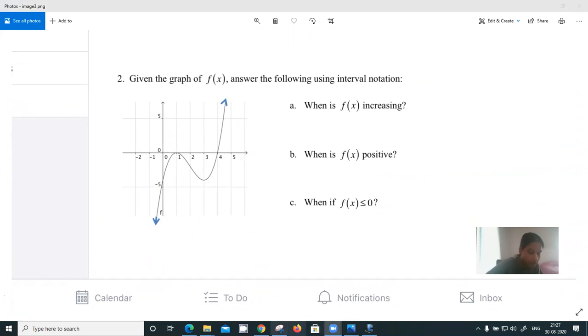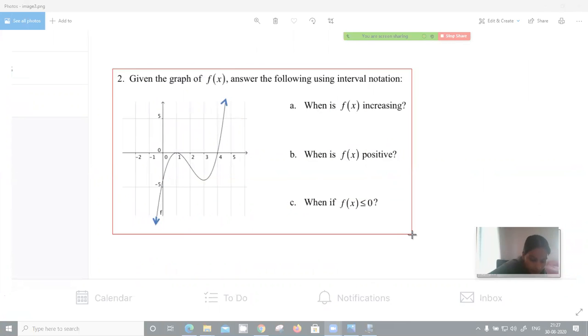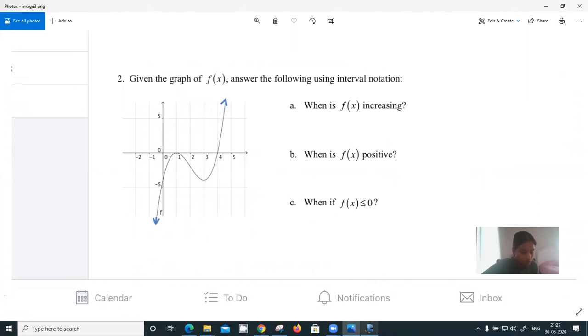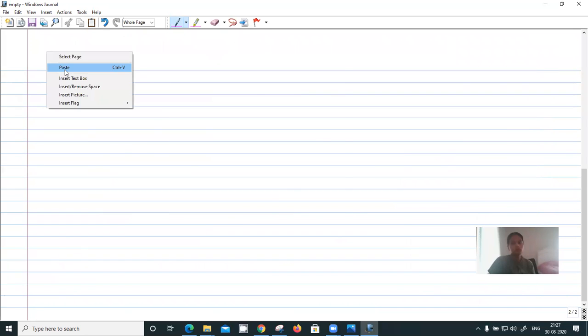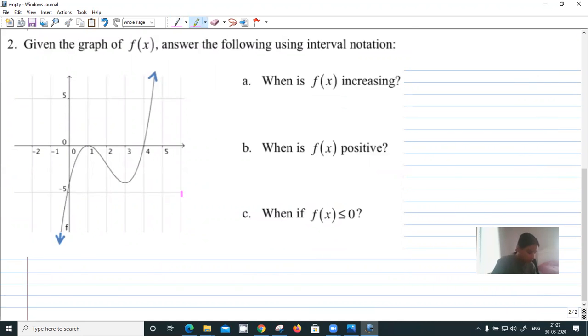So when f of x is increasing, it's going to be 3 comma infinity. F of x is increasing. 3 comma infinity, this part, right? Okay. Anything else? What about this part? -1 comma 1.